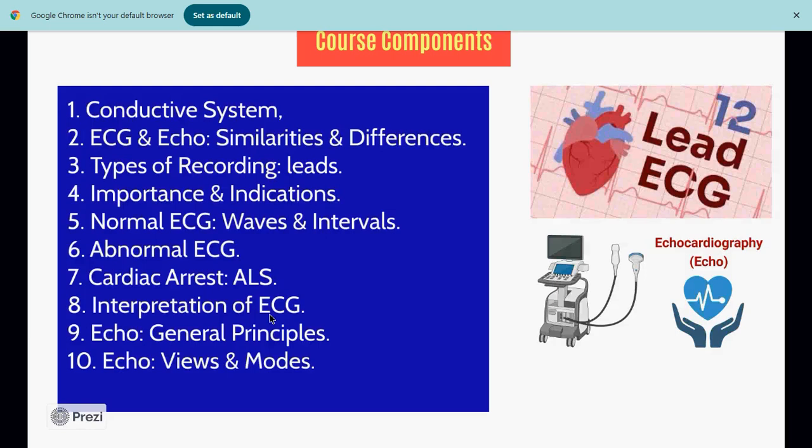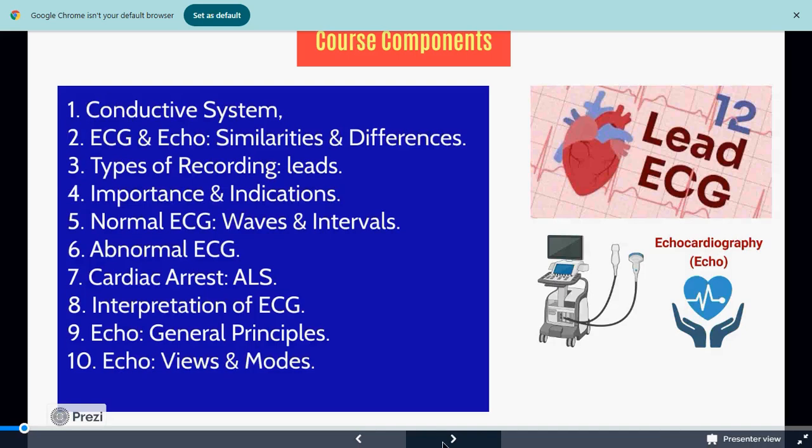Then we will talk about how we can interpret ECG. After that, we'll move to the echo. We will give you an idea. Echocardiogram is not part of your curriculum, but it's very important to know the echo general principles, the views, and the modes.